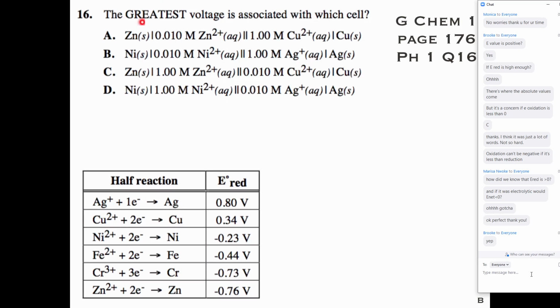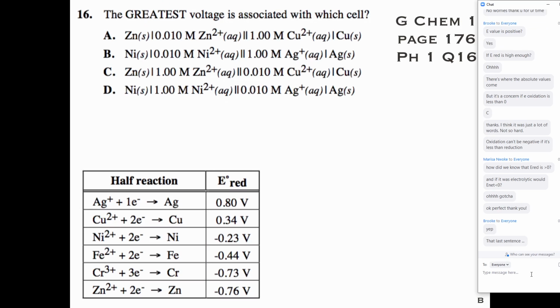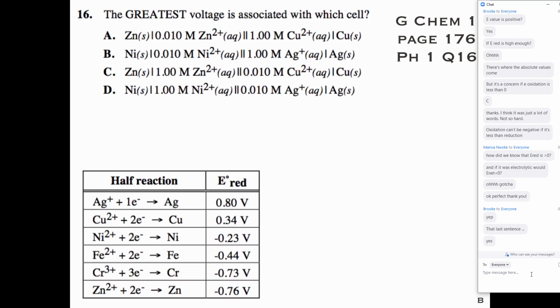Okay, the greatest voltage would be what? I need to figure out, it's something to do with concentration. Would you agree with this? And it's also something to do with the half reaction. So let's just do zinc, copper, and nickel, silver. So silver with nickel. This one gets reversed, so that becomes positive. You agree that's going to be 1.03.